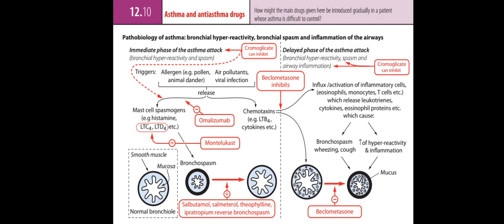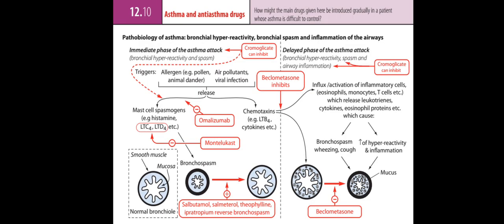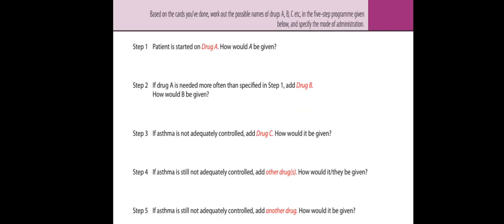So this is a scenario question. It's here: a patient is started on drug A. How would A be given? This is an asthmatic patient that presents to the hospital. If drug A is needed more often than specified in step 1, add drug B. How would B be given?